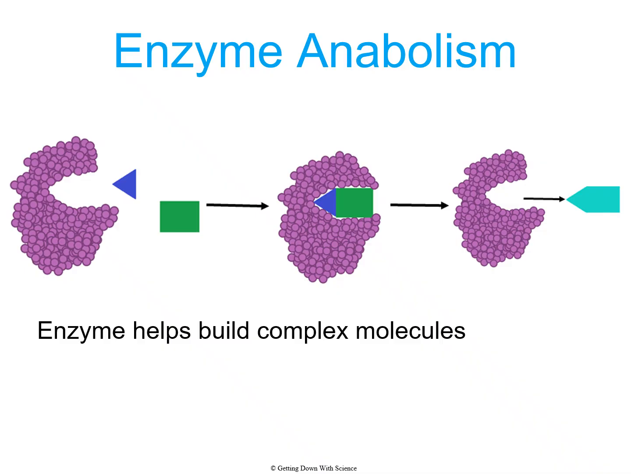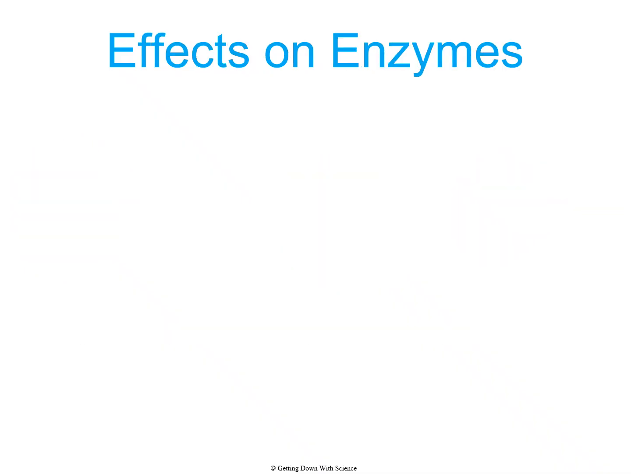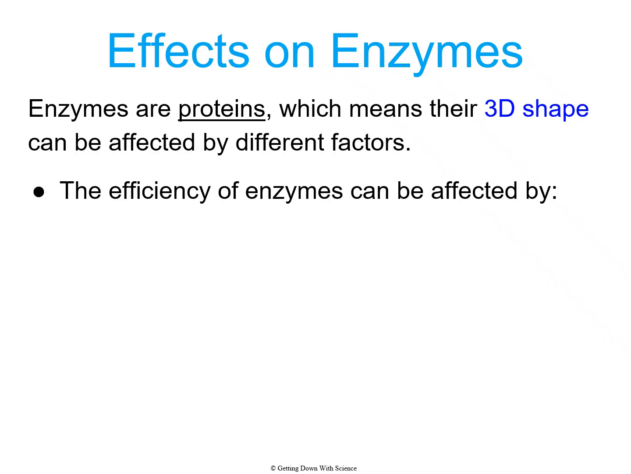And that's anabolic reactions. All right, now we're going to discuss the effects of enzymes. Enzymes are proteins, we keep saying that, which means that they have a 3D shape, and we should know the 3D shape of proteins. So we're expecting it to be the tertiary shape, and it can be affected by different factors. What are some of the environmental factors that could affect proteins, or just enzymes? The efficiency of the enzyme can be affected by temperature, pH, or chemicals.